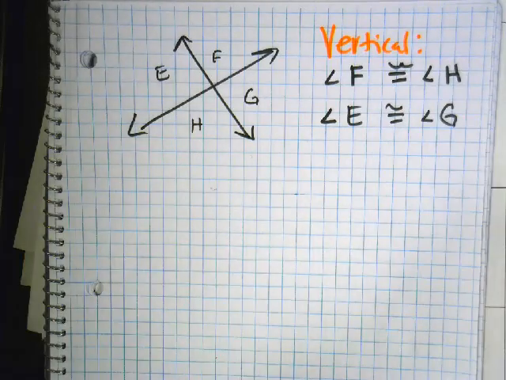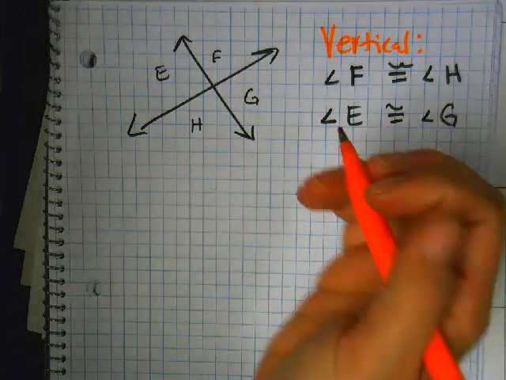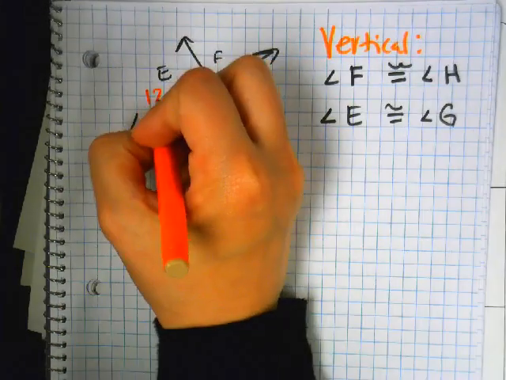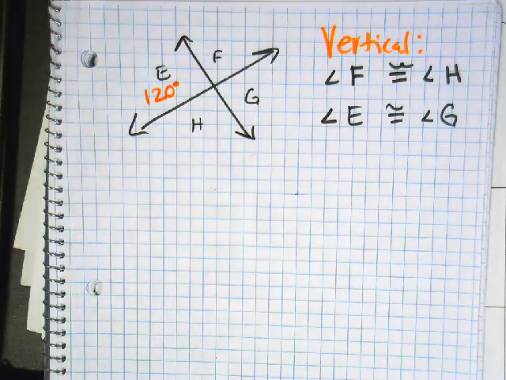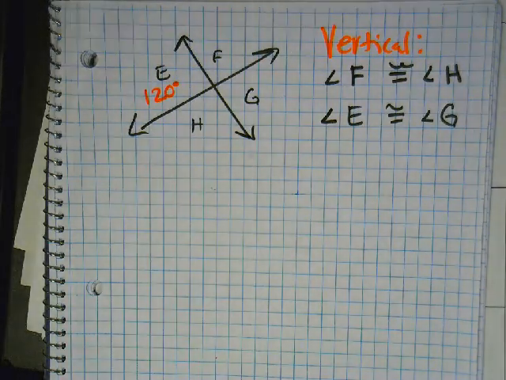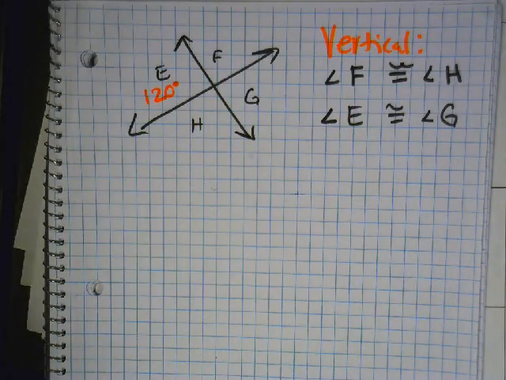Okay. I'm going to tell you that angle E is 120 degrees. Can you tell me the rest? I can give you one angle and you should be able to mathematically tell me the rest of the angles, all three of them. G is 120. F is 60 and H is 60. Why is it 60? Because it's a straight angle, 180 minus 120.